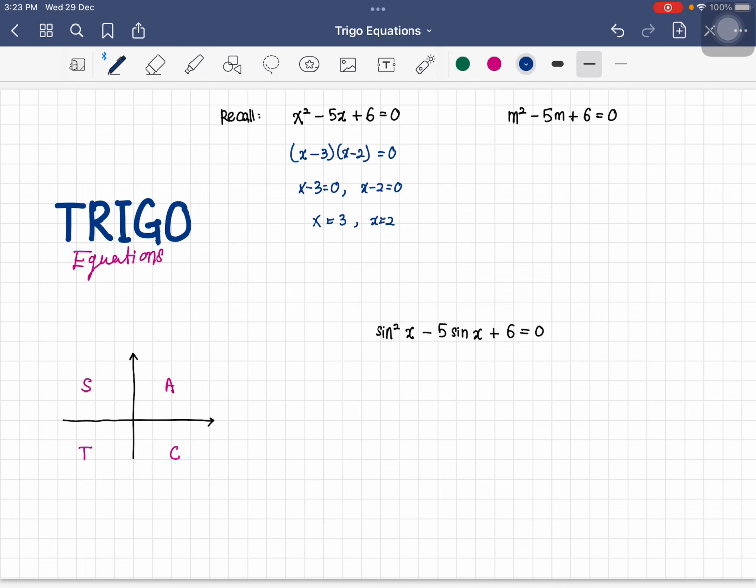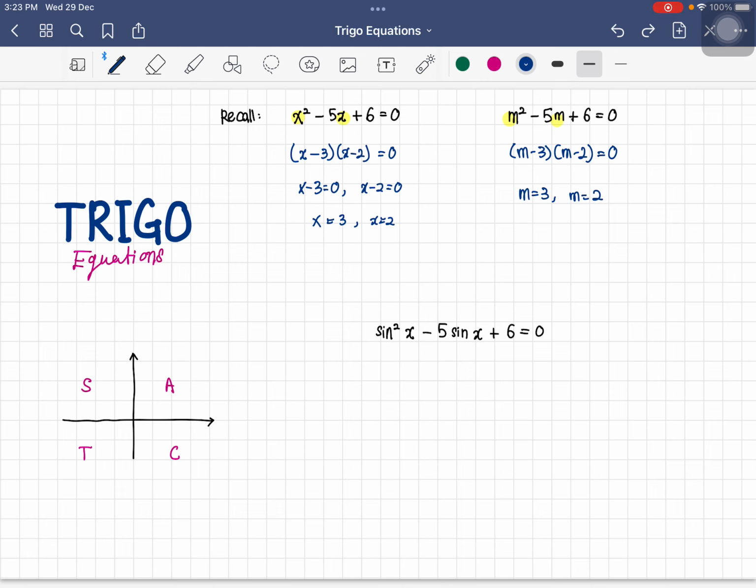But when this variable x is changed into m, we'll have that in terms of m. So we'll have (m minus 3)(m minus 2) equal to 0. Therefore, m equal to 3 and m equal to 2. But when it comes to the sine sign, students will have a lot of problems here, because if they can't even solve this one.